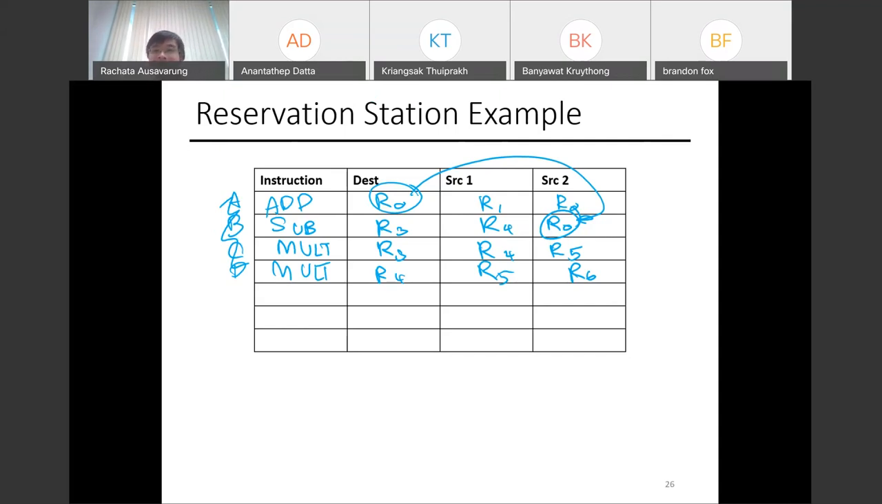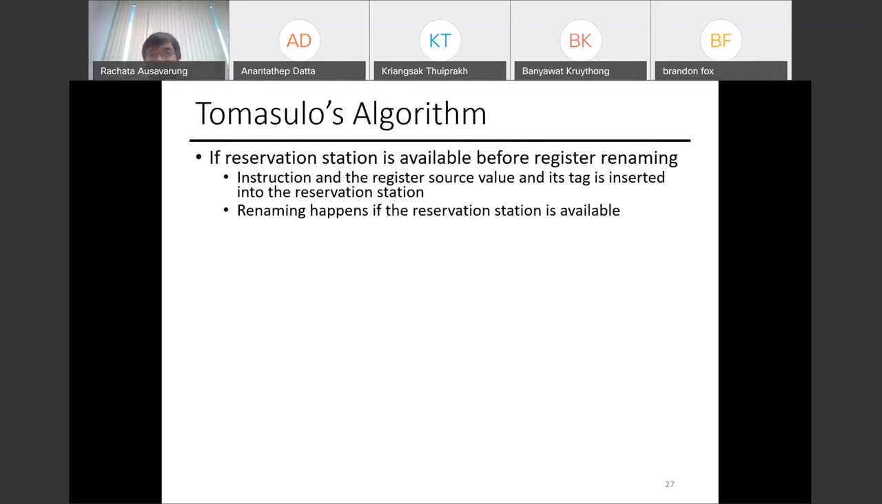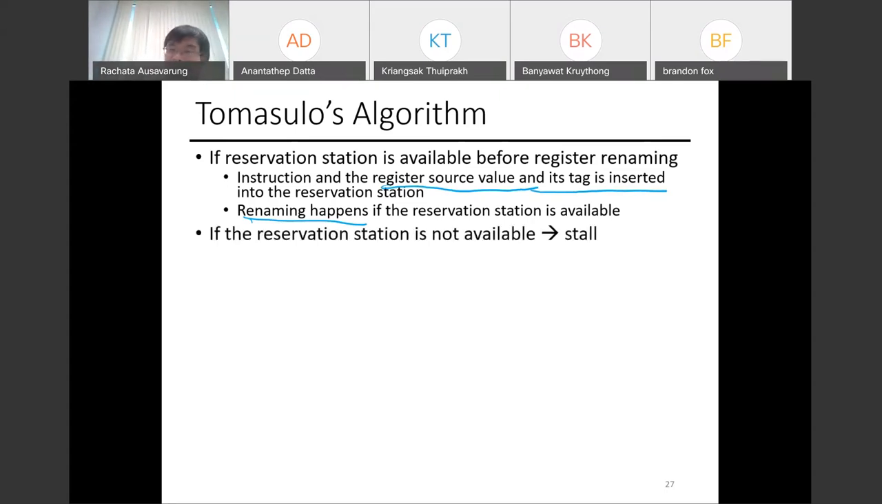All right, so there's an algorithm to tell what to do, and these are the steps. After you fetch an instruction, the first thing you do is put it in the reservation station, if there is an available entry. The new instruction and the source tags are inserted into the reservation station and you rename. If the reservation station is full, that's when you stall the pipeline. Otherwise, you keep fetching.